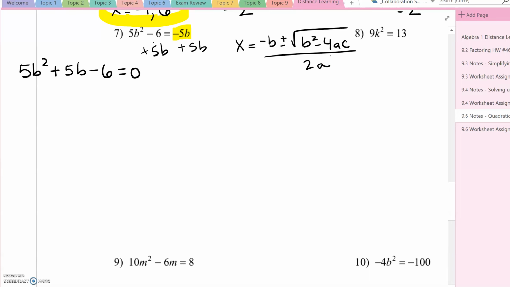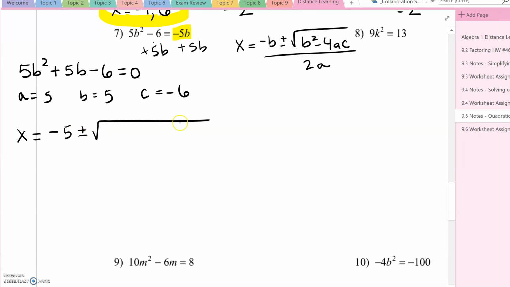Okay, so our next step here is to label our a, b, and c. So a is 5, b is also 5, and c is negative 6. So now we want to just plug those into our quadratic formula. So we have x equals negative b, negative 5, plus or minus the square root of b squared, so 5 squared, minus 4 times a, which is 5, times c, which is negative 6, all over 2a, 2 times 5.